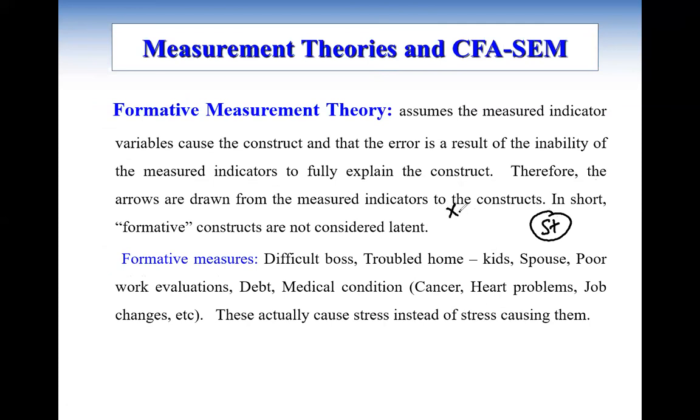There are some variables forming the stress. One is a difficult boss: your boss is not good and you are in tension. Trouble at home, your kids not good, you are in tension. Poor work evaluation, you do not have AC in your office, so you are in stress. Some medical conditions also influence the stress. So these factors form the stress, and that is why this model is known as the formative measurement model. We cannot perform the formative measurement model in AMOS. We can perform only the reflective measurement model.